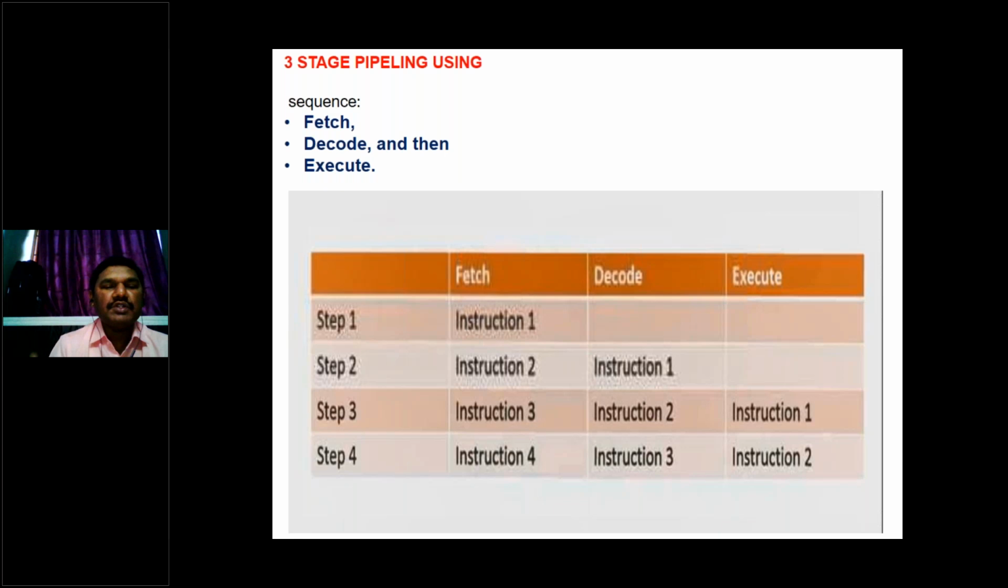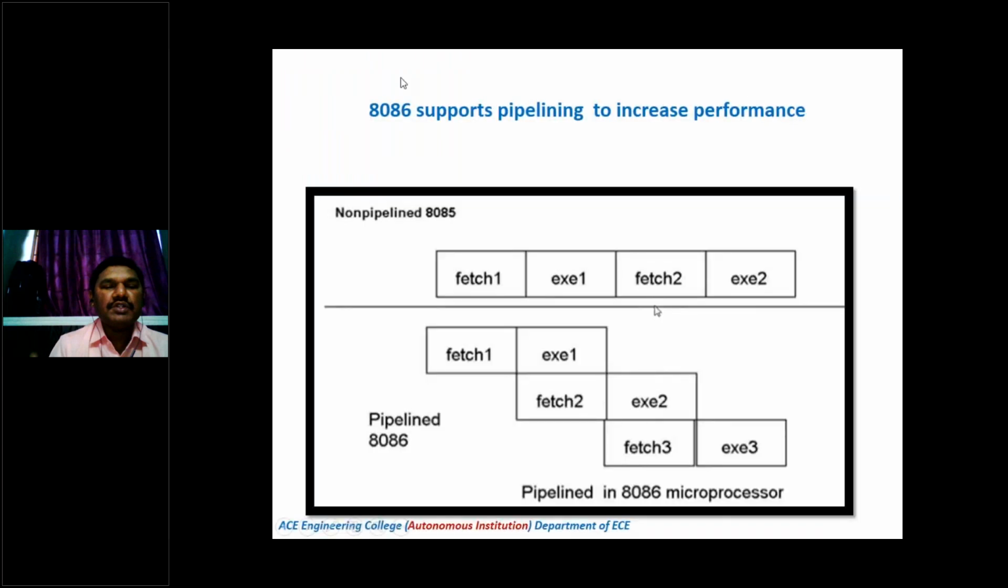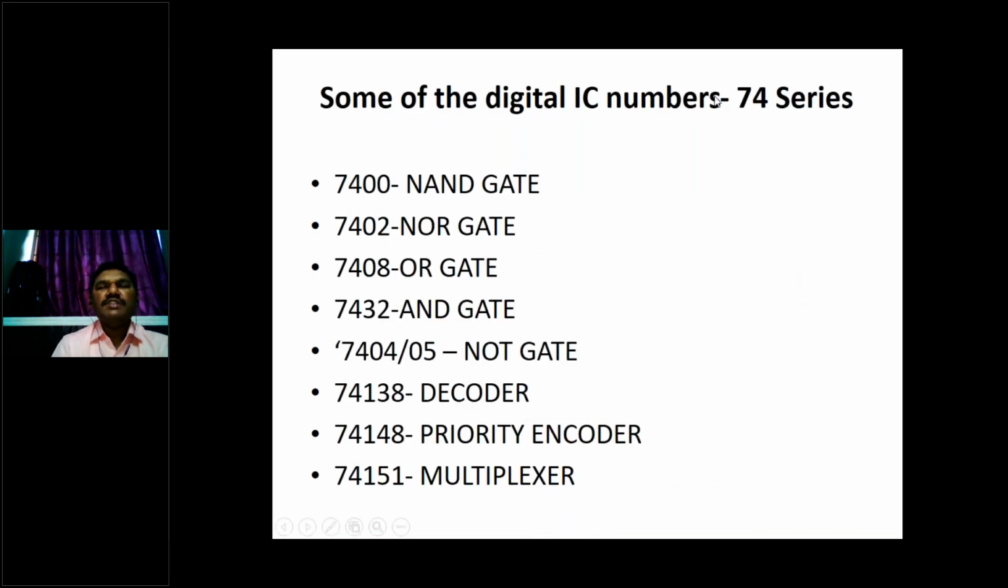Right, so 8086 supports pipelining to increase performance. This we will see later in the block diagram. Whereas 8085 is a non-pipelined processor, 8086 is a pipelined processor. That's why 8086 speed is a little bit more compared to 8085. Not only because of clock frequency, but also this kind of technique, 8086 has become more and more popular. Right, so these are some of the digital IC numbers, the 74 series.